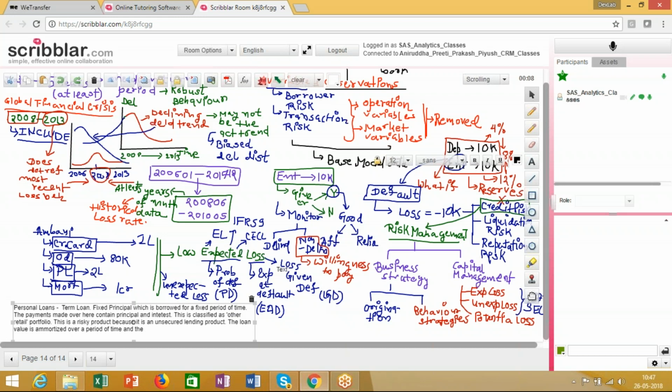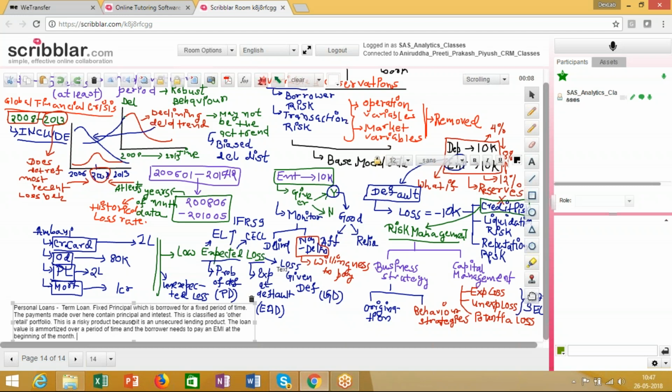and the borrower needs to pay an EMI at the beginning of every month. So you need to pay an amount at the beginning of every month, and this loan value is amortized over the period of time.